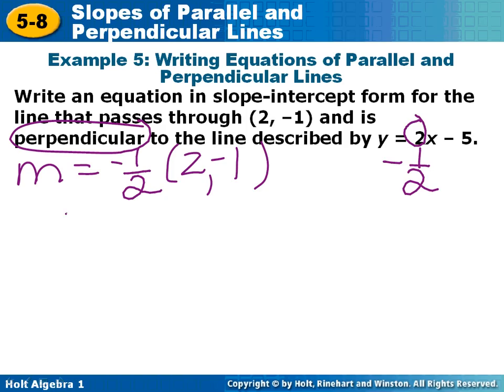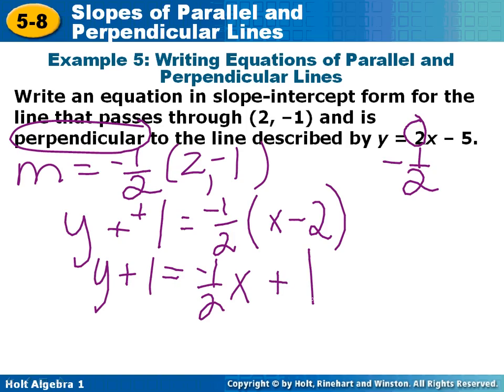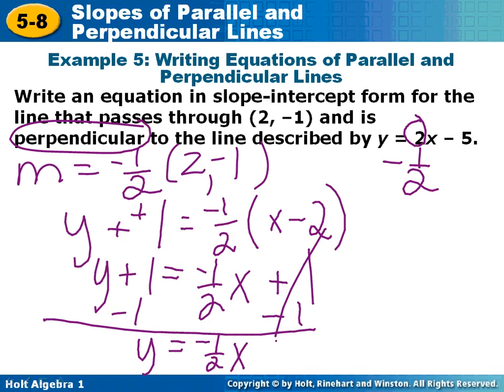Okay. So y minus -1, negative. Take off, do your thing. X plus 1. Oh my goodness, looks like we have a little bit of direct variation going on here, because the ones cancel. Did you get negative 1/2 x?